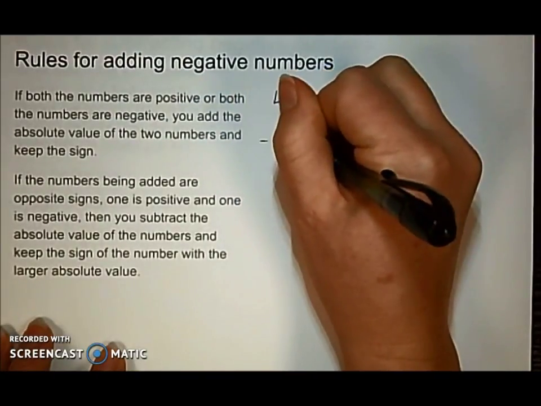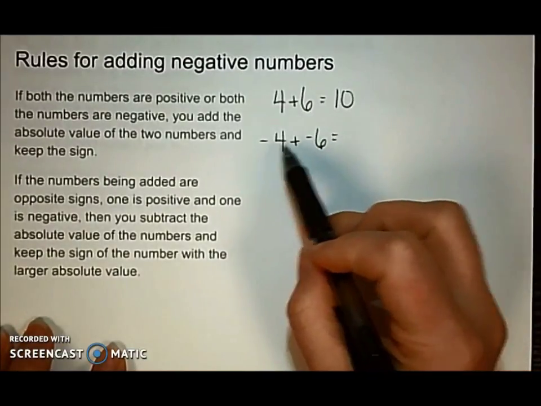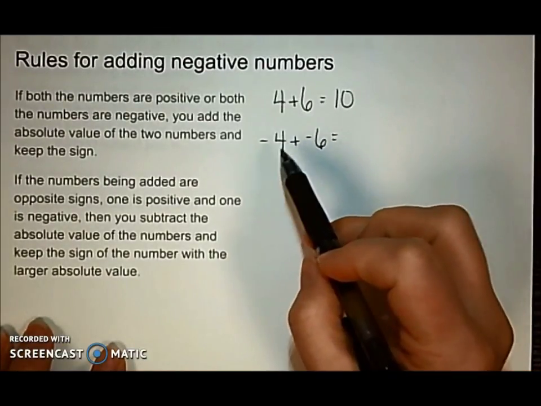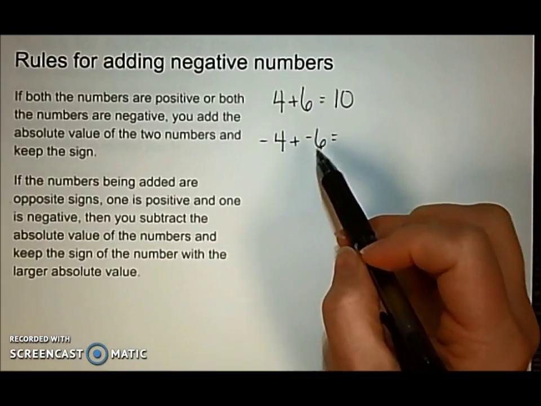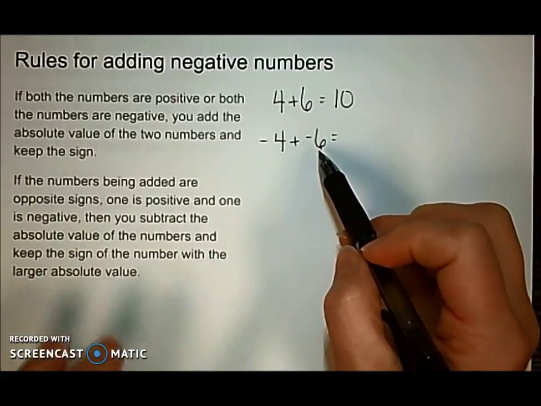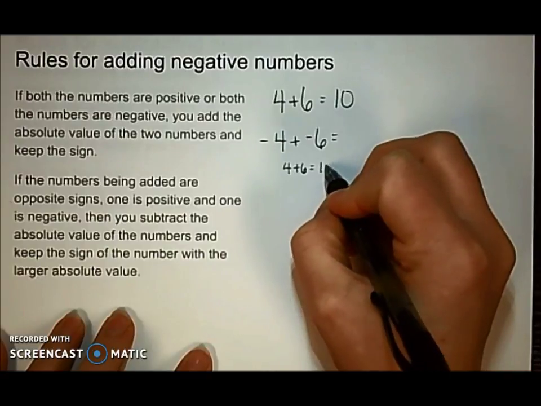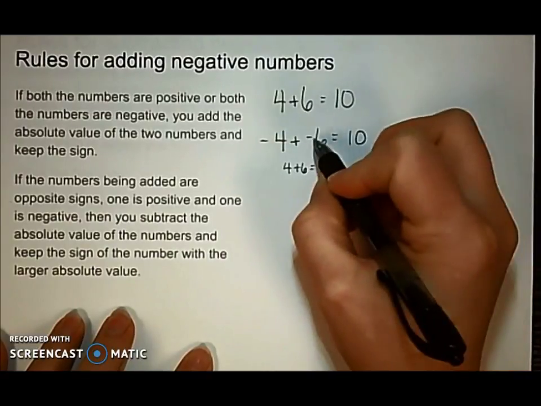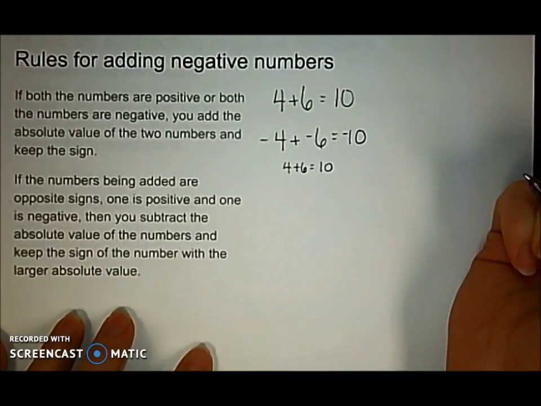If I had -4 and -6, once again, they are both the same sign, so they are both negative. So the absolute value of 4, well, it is 4 spaces away from 0, so that would be 4, and -6 is 6 spaces from 0, so that would be 6. So 4 plus 6 again gives me 10, and in this case it was negative, so it's a -10.